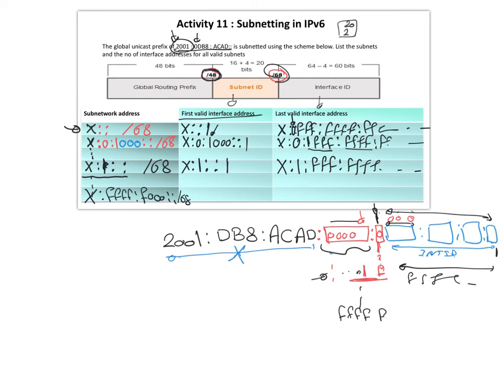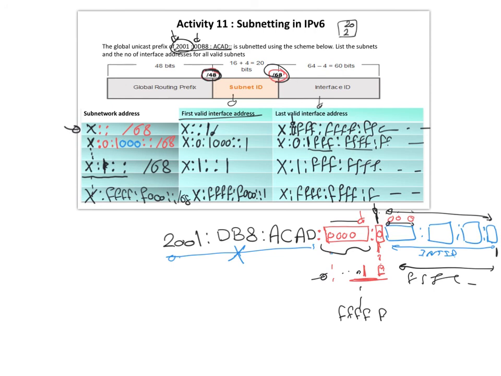Okay. The very last subnetwork address is here. The first address for this subnetwork is X, and then colon, colon, F, colon, F, 0, 0, 0, colon, colon, 1. And the last one is X, and then F. This is for the subnetwork, and then F. This is the last subnetwork. And then the remaining part is for the interface ID, which is also all F. So any questions for this calculation?